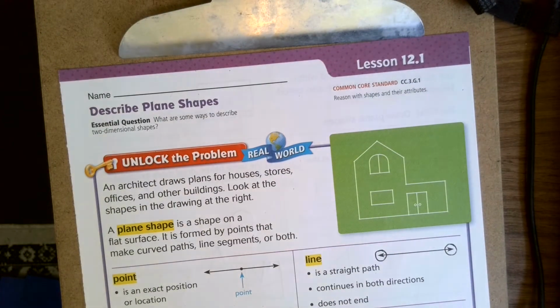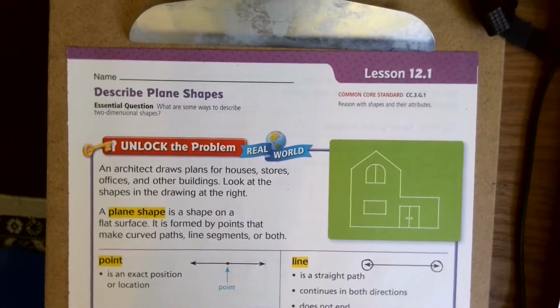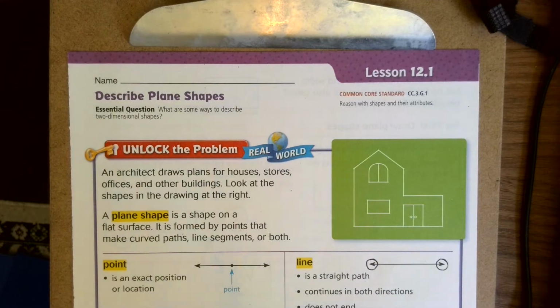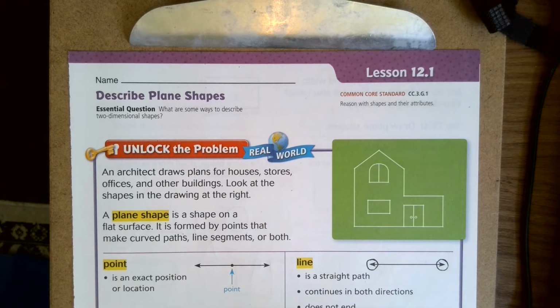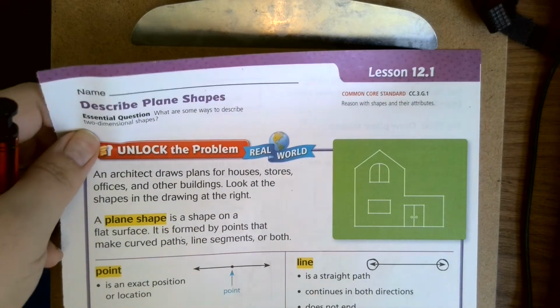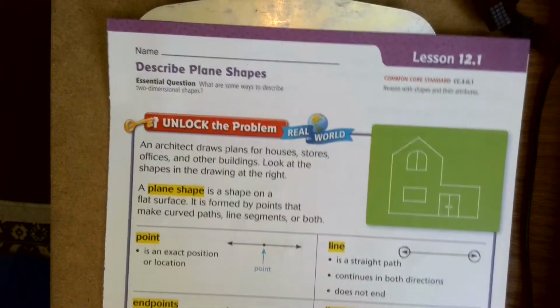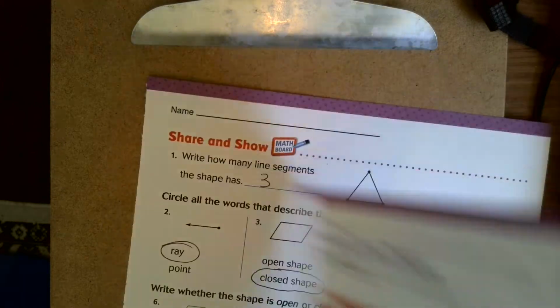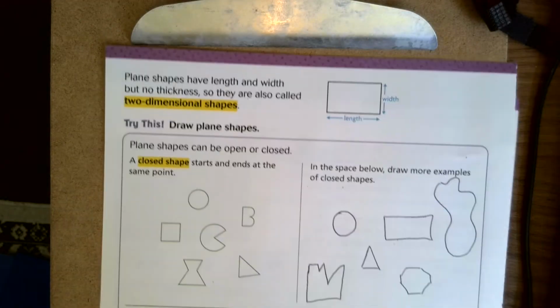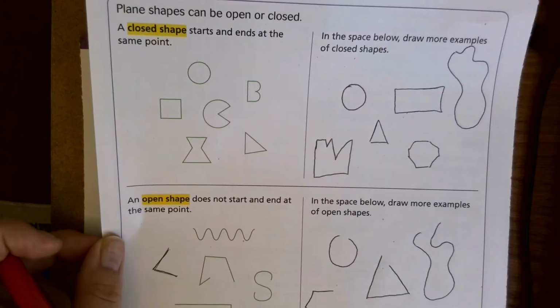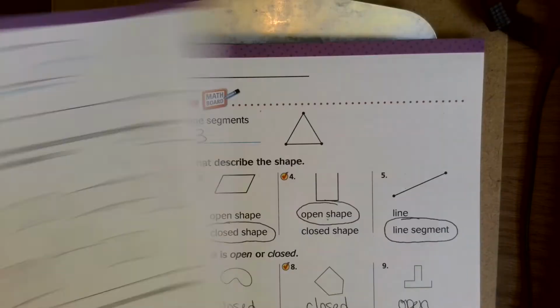Okay, so last week we started chapter 12.1 about plane shapes. So we'll go over the answers and then we'll look at lesson 12.2. So 12.1, we were looking at things that describe shapes. We talked about lines and endpoints and rays. We also talked about the difference between two-dimensional shapes, specifically the difference between open and closed.